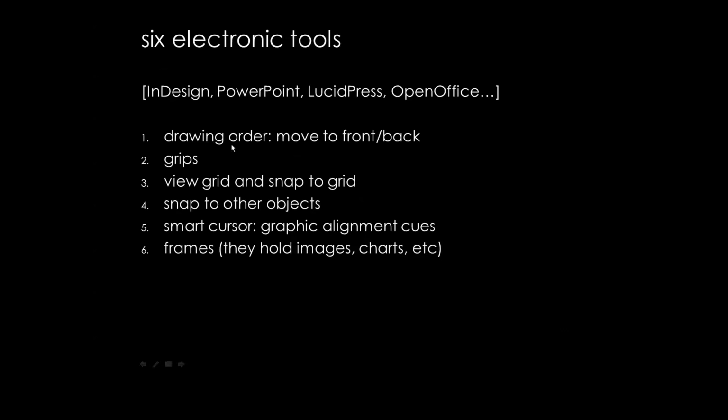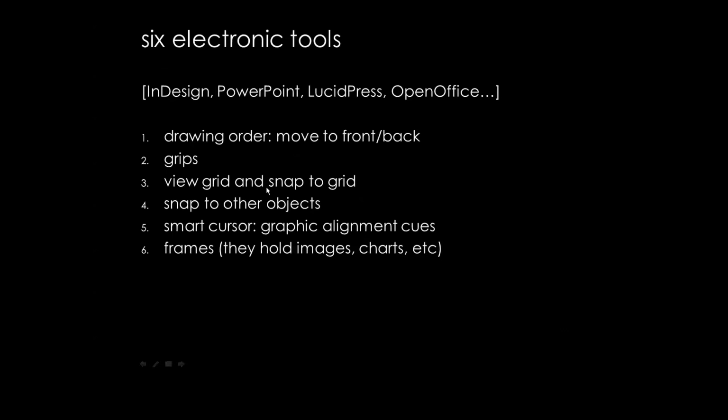Drawing order is the biggest one, moving objects forward or backward, for example, so that text sits in front of an image rather than underneath it. All objects have what are called grips. There are little dots that you can grab onto and stretch, crop, or move different elements.